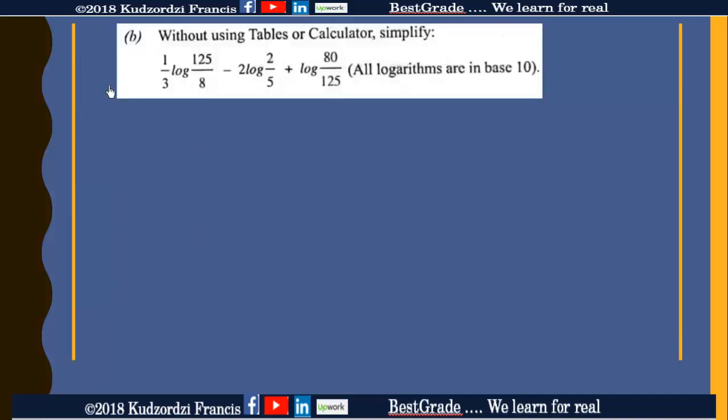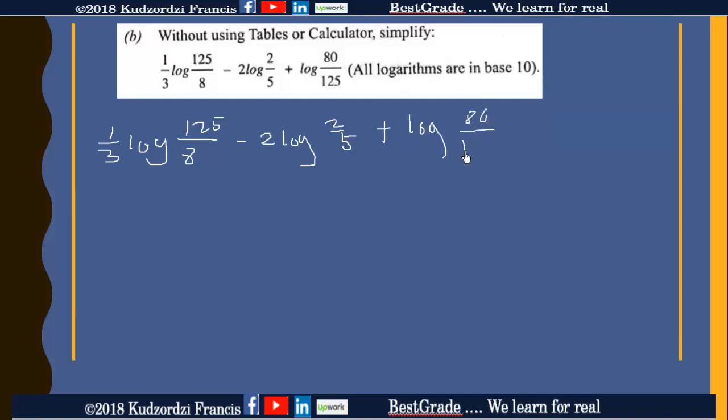Then the b aspect. Without using tables or calculator, simplify 1 over 3 log 125 over 8, then minus 2 log 2 over 5 plus log 80 over 125.